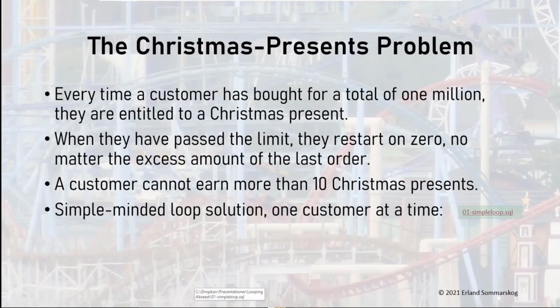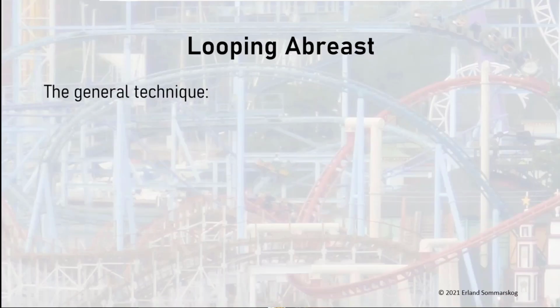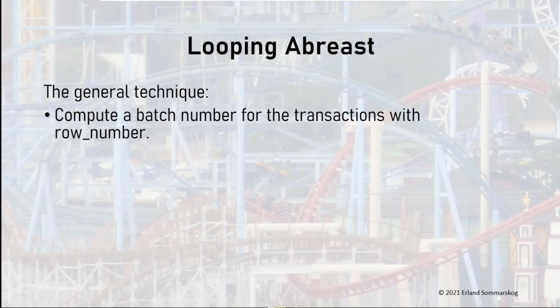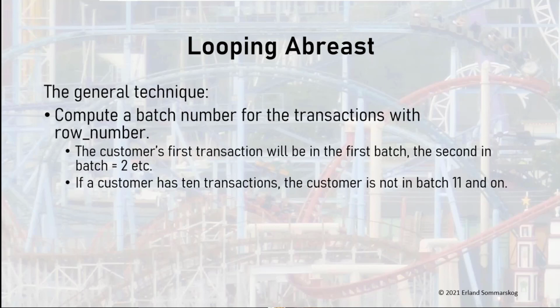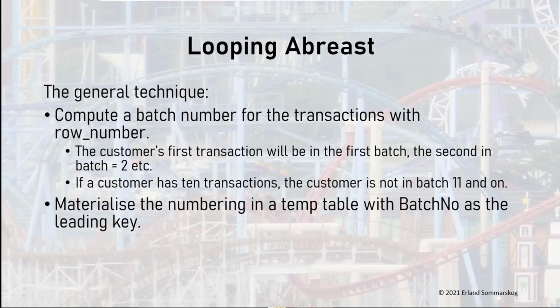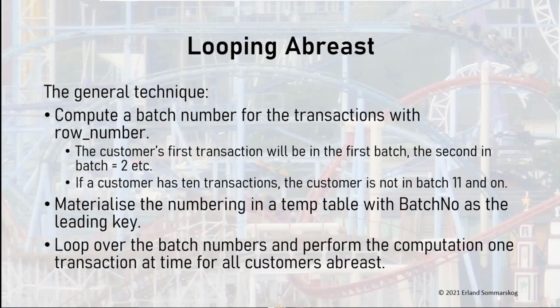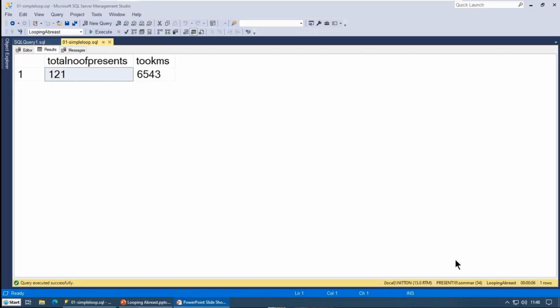So the general technique for doing these looping abreast things is this. You compute a batch number for the transactions with a row number function. This means that the customer's first transaction will be in the first batch, the second will be in batch number 2, etc. It also means that if the customer has 10 transactions, the customer will not be in batch 11 and on. Then we materialize this numbering in a temp table with the batch number as the leading key in the clustered index. That's very, very important. And then we loop over the batch numbers and perform the computation one transaction at a time for all customers abreast. So let's look at this solution.